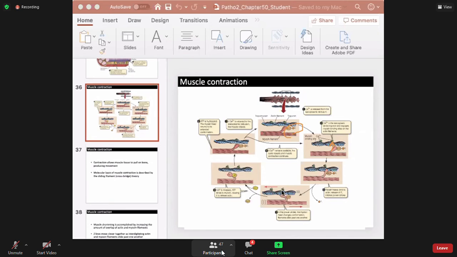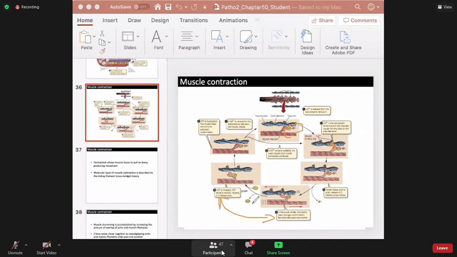Then the ADP is released. The new ATP comes along. When the new ATP comes along, it allows for the myosin head to release from actin. So this stage right here is what happens when you're in rigor mortis.